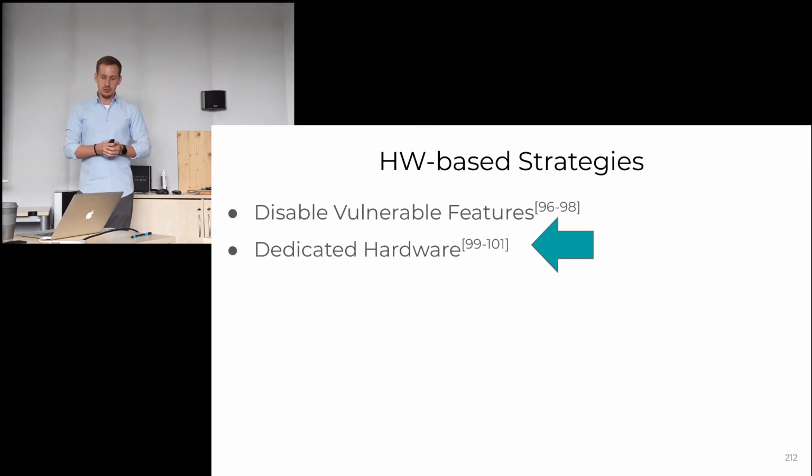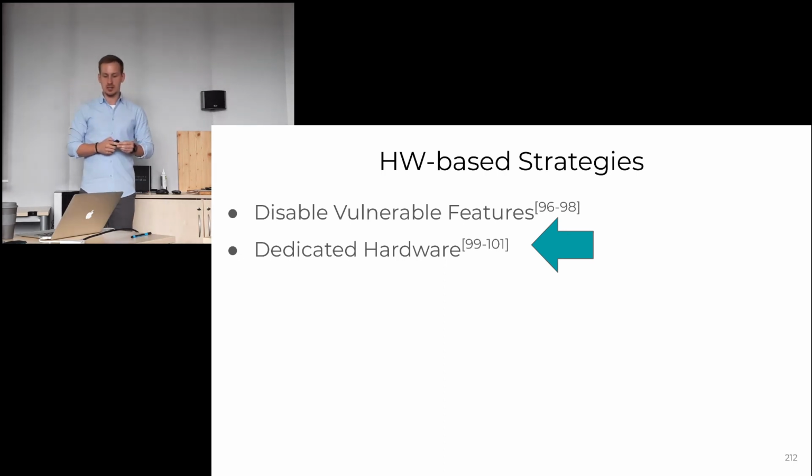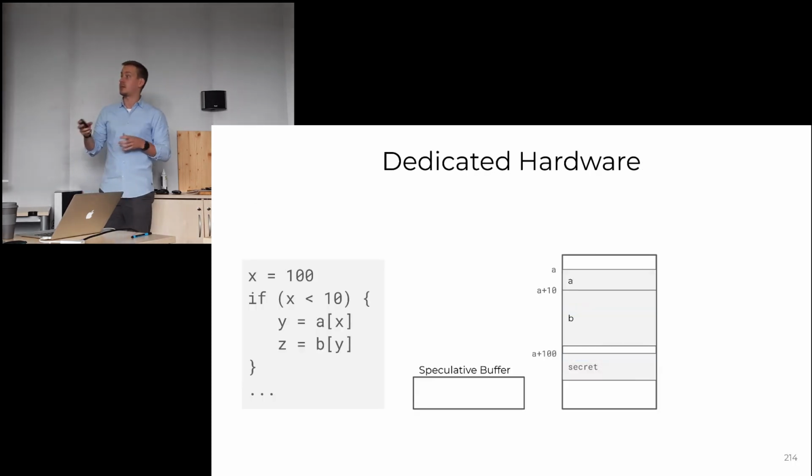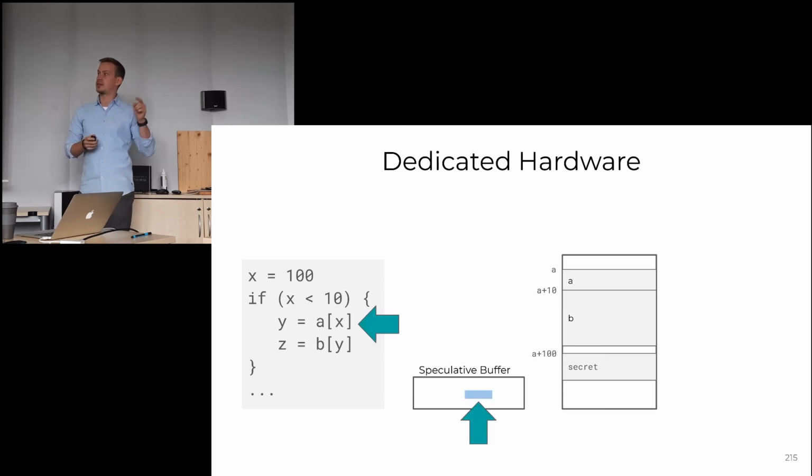A better approach, which has been proposed in a few papers in the past year, would be to have a dedicated piece of hardware for speculative execution. The idea would be to have another buffer on the path from memory into the CPU, and this buffer will be used for speculative access. So when we are executing this line of code, this access speculatively, we are storing the data in this buffer, not in the caches and other structures.